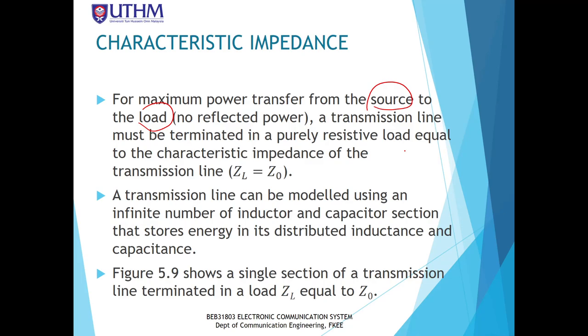So it is said that in a transmission line, if the load here has an impedance equal to the characteristic impedance, then we can say that, from the source, the power is fully transferred from source to the load. Okay, and there is no return wave. Tidak ada return wave. Okay, kalau load itu mempunyai impedance yang sama dengan characteristic impedance, maka kita boleh melakukan maximum power transfer daripada source kepada load. Okay, dia tidak ada return wave.